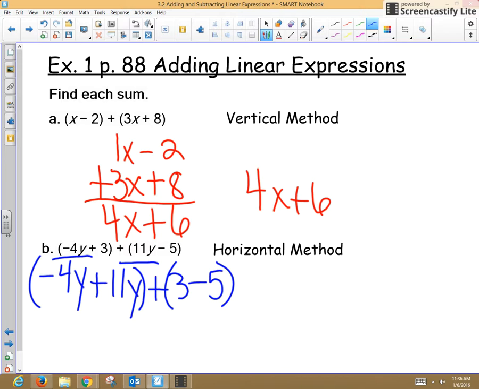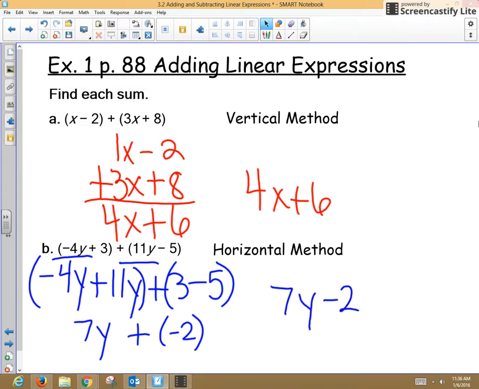Negative 4y plus 11y is 7y. And 3 minus 5, or 3 plus negative 5, is negative 2. So I can rewrite this as 7y minus 2, and that is the sum.